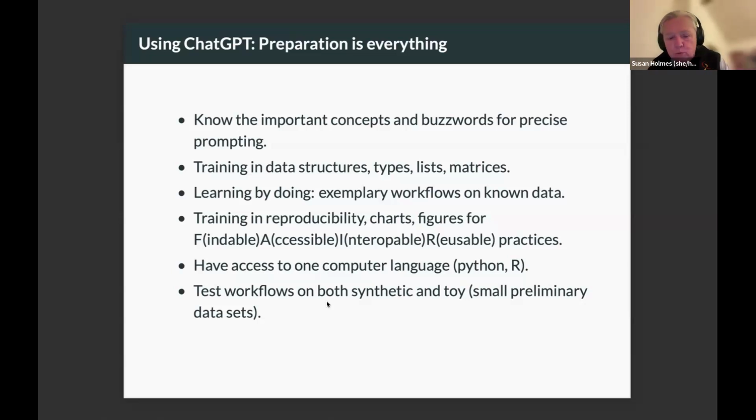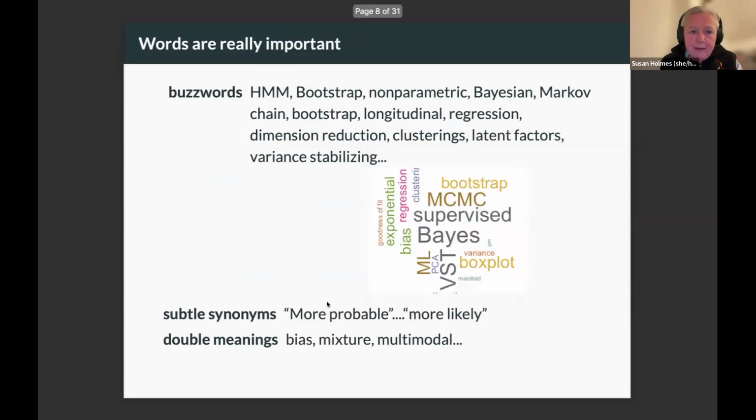So mostly I use R, but it's also possible to use Python because ChatGPT will translate back and forth between Python and R very easily. And we do a few test workflows on synthetic data, which we simulate where we know what's going on. So we prepare ourselves that way.